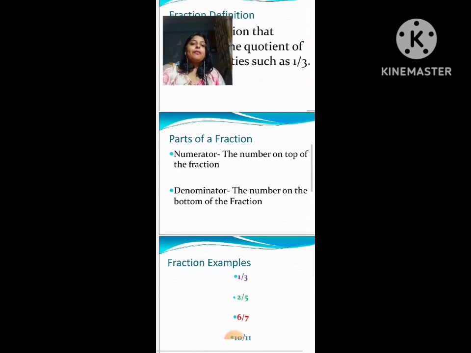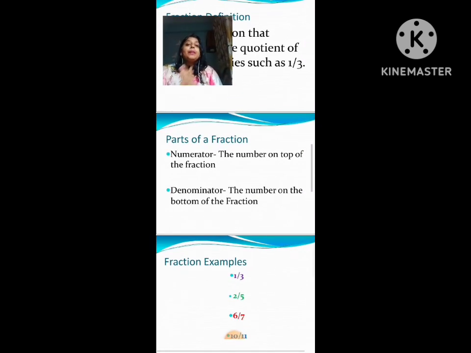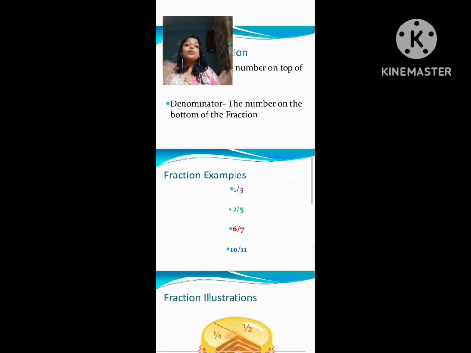Now parts of a fraction: the numerator is the number on top of the fraction, the denominator is the number on the bottom of the fraction. Examples: 1 by 3, 2 by 5, 6 by 7, 10 by 11. These are examples of fractions. Like fractions are fractions which have the same denominators. Now tell me, what is an unlike fraction? Very good. Fractions that have different denominators. Proper fraction? Yes, very nice, in which the numerator is smaller than the denominator. Improper fraction, in which the numerator is greater than the denominator.